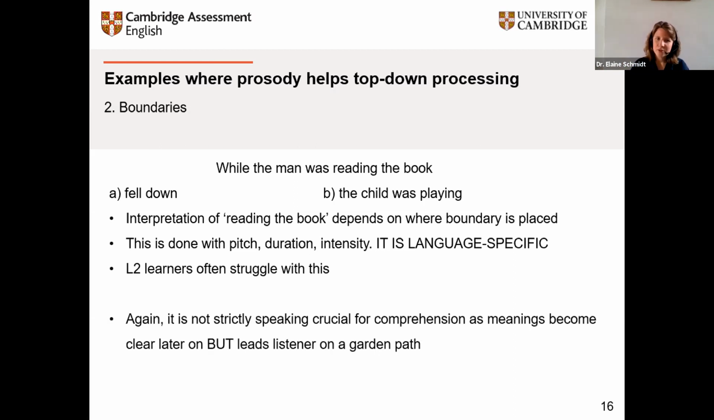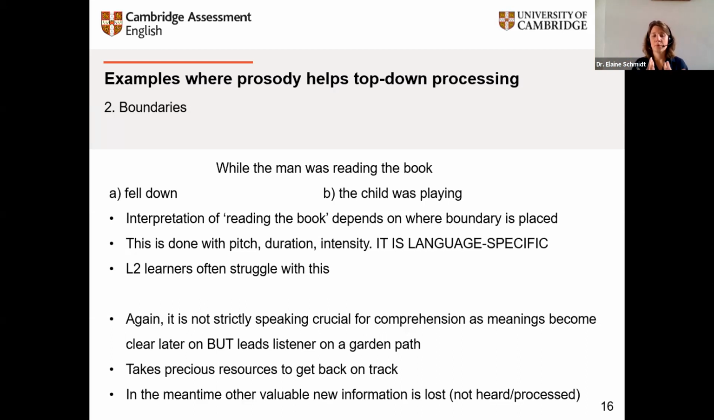As you can see, it is again not strictly speaking crucial for comprehension, because you can arrive at the correct meaning later on, but of course it leads the listener on a garden path. And it again means that it takes precious resources to get back on track. If you need to arrive at the end of the sentence in order to know whether the book was the object to reading or whether the book was the subject of a new clause, then it means that, again, this takes away processing power that you can normally spend on the next sentence, and so information might be lost because it's not heard or not processed.